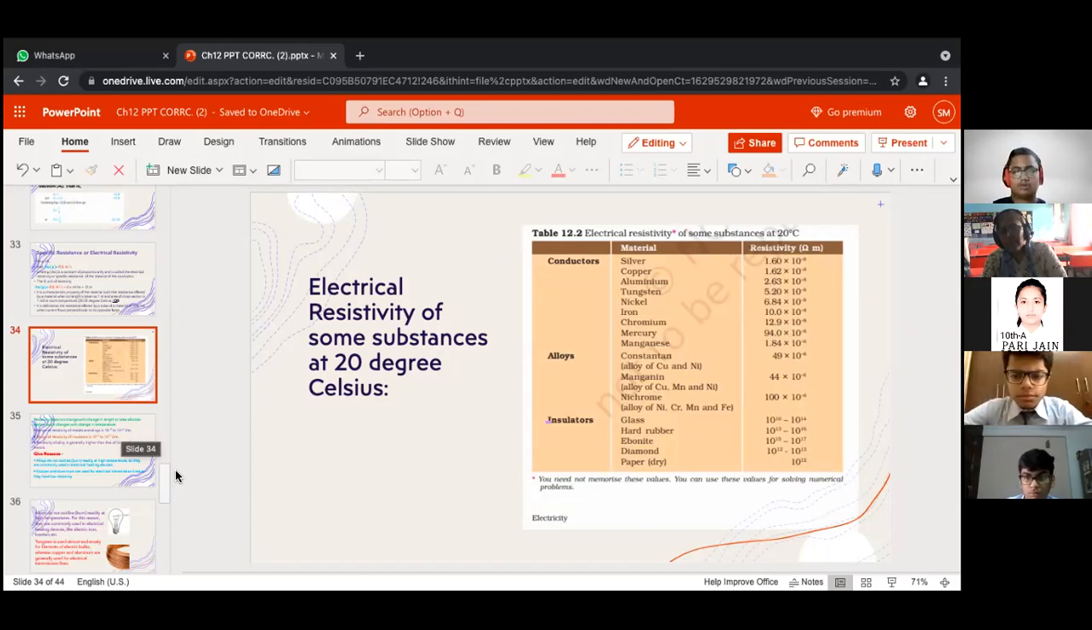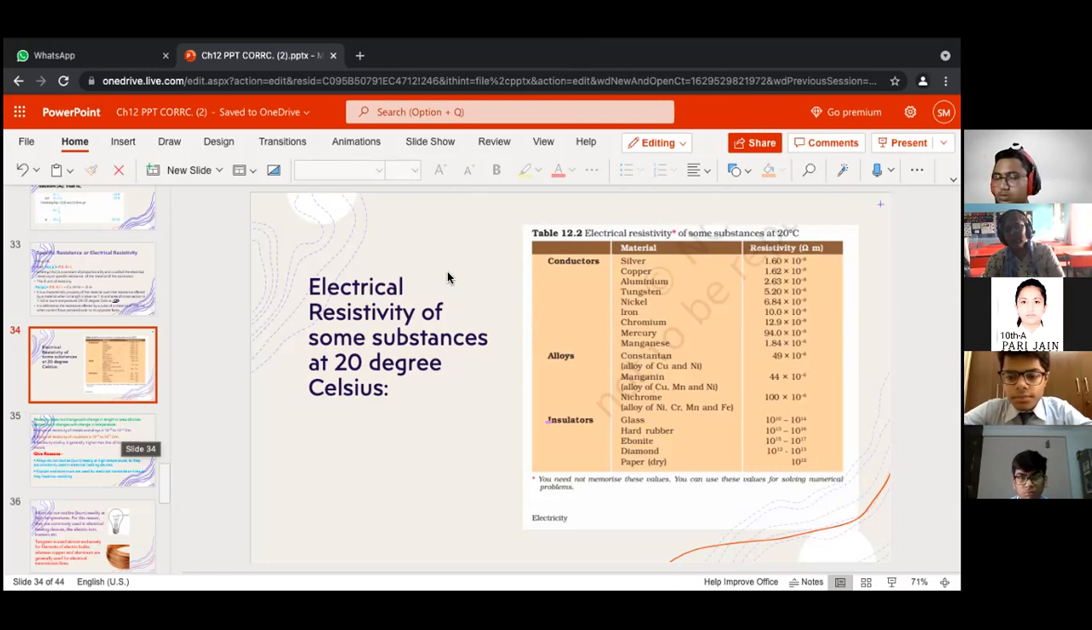But if you see, the alloys have a little bit higher resistance. It is from 10 to the power minus 6 to 10 to the power minus 8. Why do you think that alloys have higher resistance? Because they are not good conductors. No, they are good conductors, beta, but they are a mixture of many metals. So the average resistance offered by them will be different from their original metal. So a little bit of increase in their resistance is found.